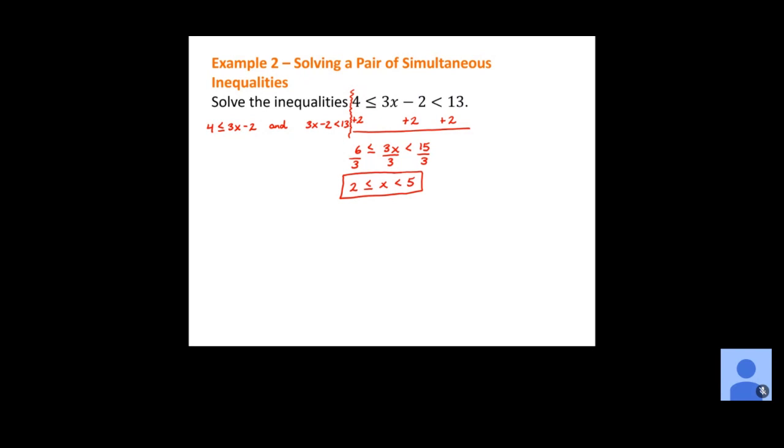Now, just to show you, if we had done it the other way, we would still add the 2 over here. That would give us 6. We would divide by the 3. That would give us 2, less than or equal to x. And then over here, we would do the same thing. 3x is less than 15. Divide by 3, x is less than 5. And so we have this inequality and this inequality. But that's exactly the same thing we have here. They're just combined into one compound inequality.